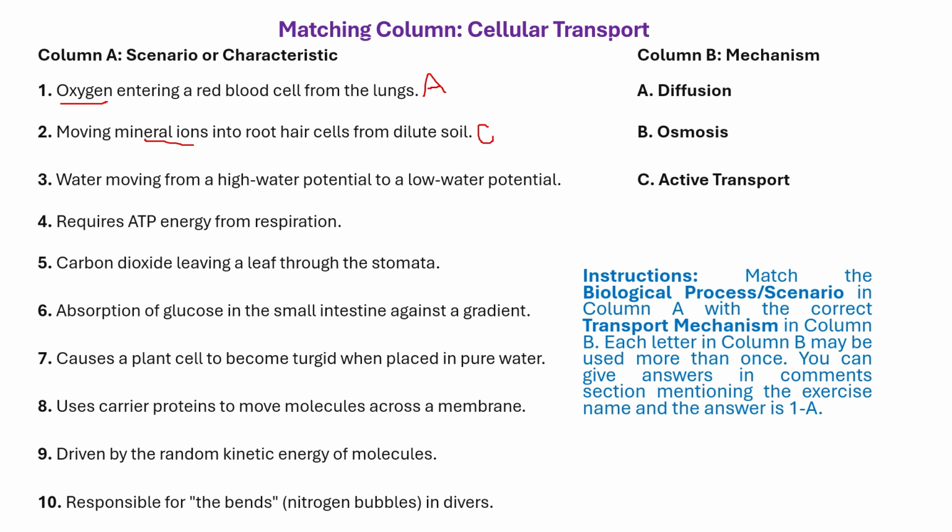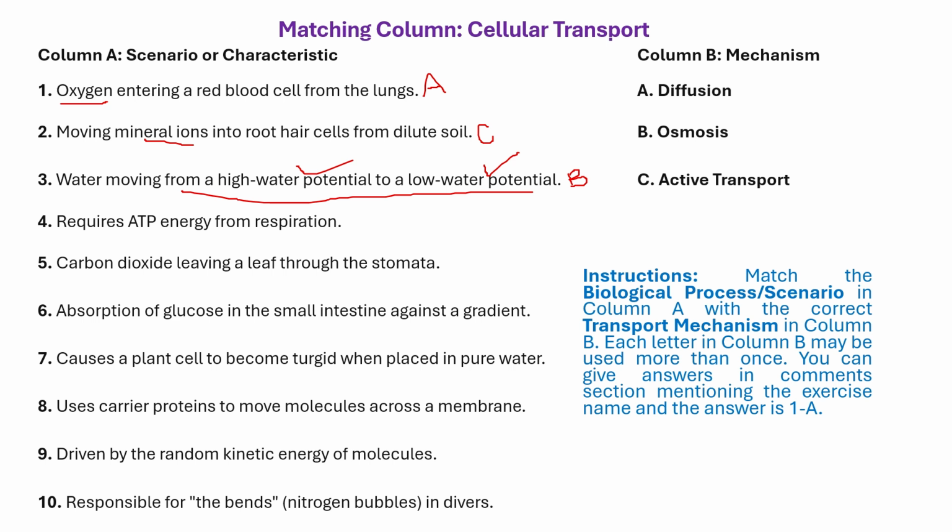Okay, third question is water moving from a high water potential to a low water potential. What is this? Simply, the answer is B. That is osmosis, because that is from a higher potential to a lower water potential. If it is water potential, then definitely you will answer B.